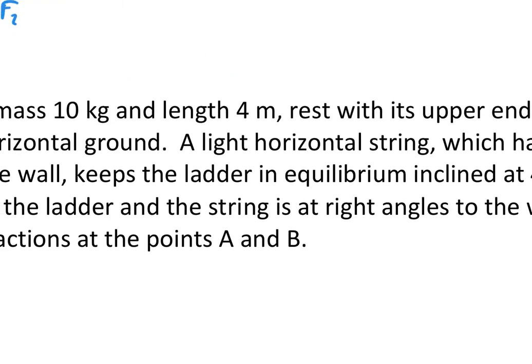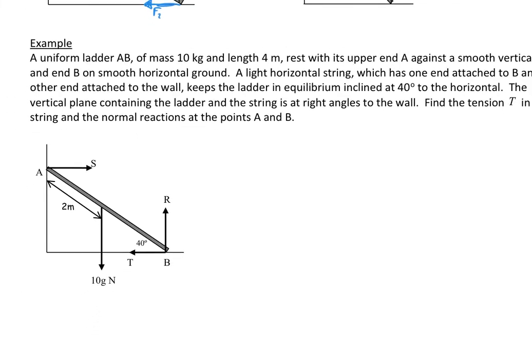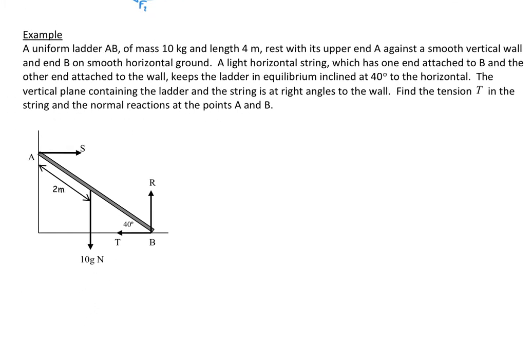Okay, let's have a look at a question. So this question says, a uniform ladder AB of mass 10 kilograms and length 4 meters rests with its upper end A against a smooth vertical wall, end B on a smooth horizontal ground. So there's smooth horizontal ground. A light horizontal string which has one end attached to B and the other end attached to the wall keeps the ladder in equilibrium. So that's what this thing is here.